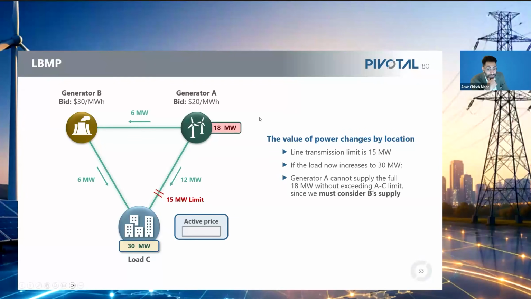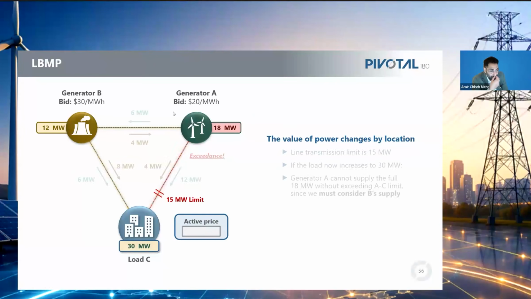So A can no longer meet all the supply, right? It can only provide 18. And if it sends 12 this way and 6 that way, you'd think there's no problem. But if B needs to also send 12, right, 12 plus 18 being 30, and 2/3 goes the short way, and a third, or 4 megawatts, goes the long way, 4 plus 16 is over 15. So you can't do it this way, right? Generator A can't provide 18, generator B can't provide 12. So you're going to have to rework the situation, right?